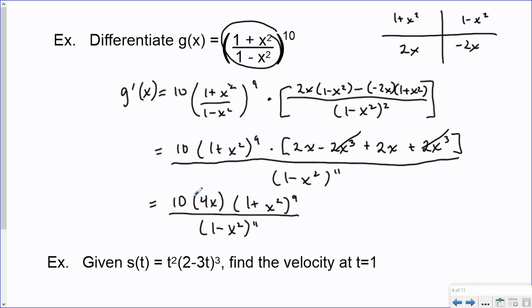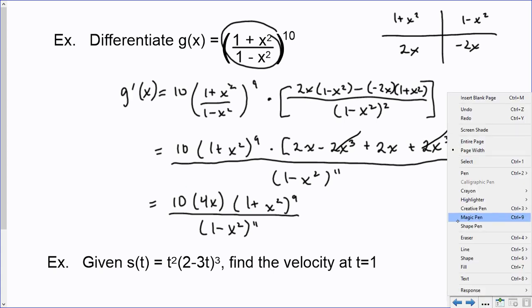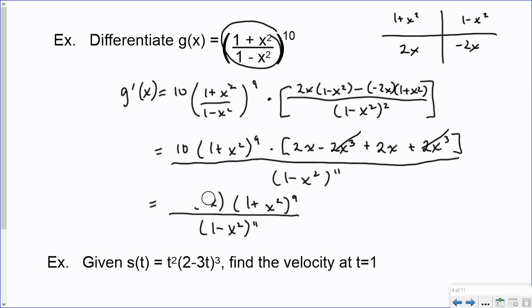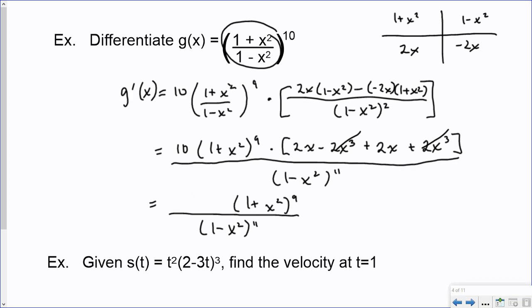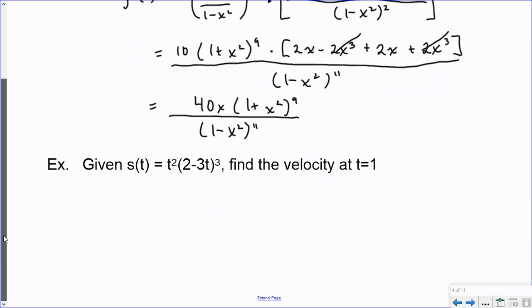Now the 10 times 4x could easily be simplified to 40x. Okay? So it doesn't simplify down too bad. Okay, let's try the next one here.